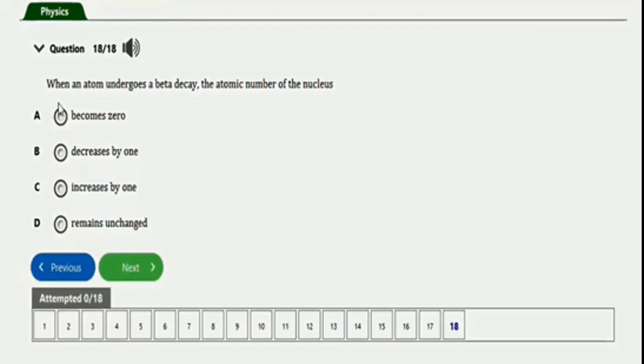So guys, this is basically how to solve problems involving alpha, beta, and gamma rays in elementary modern physics. Hope there was something interesting from the video.